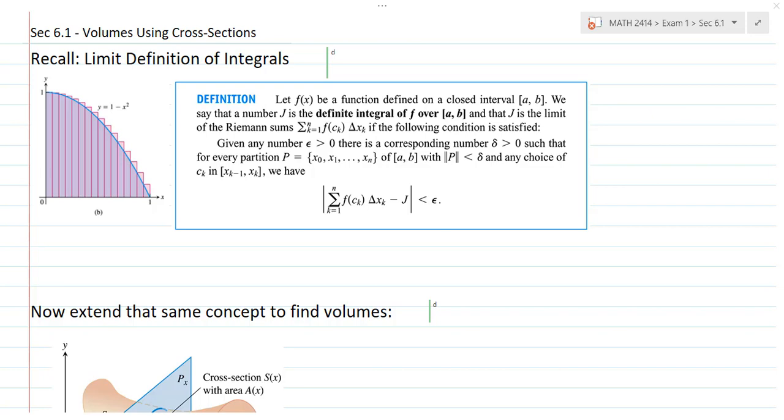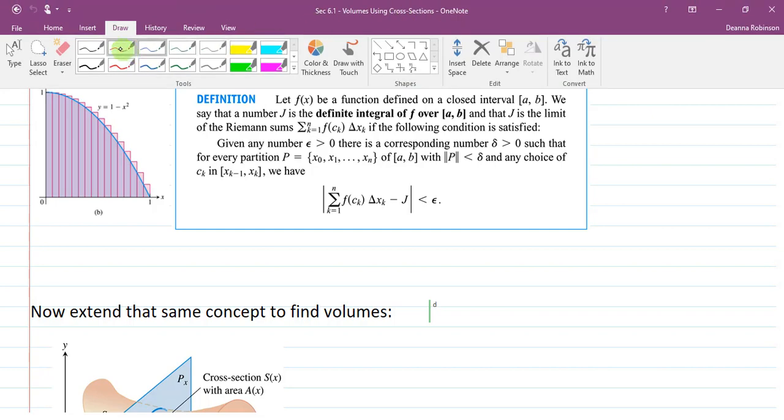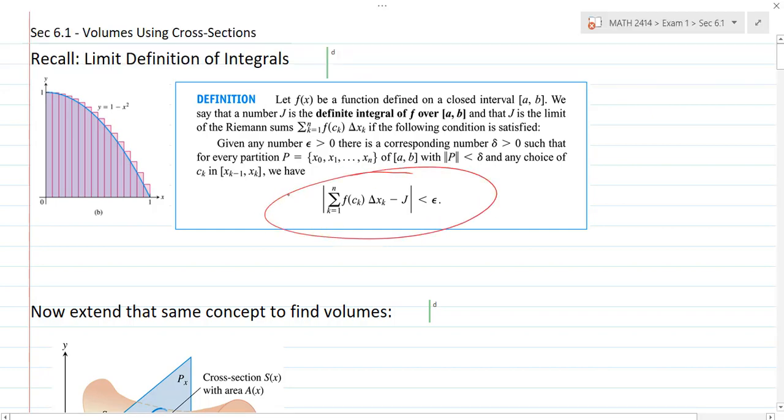So section 6.1 is volumes using cross sections, and we're going to be using the limit definition of an integral, which is basically this delta epsilon definition right here for an integral, but you don't have to memorize it like you did the delta epsilon definition of a derivative. We're not going to be doing a whole lot with this. It's going to be driving what's going on behind the scenes.